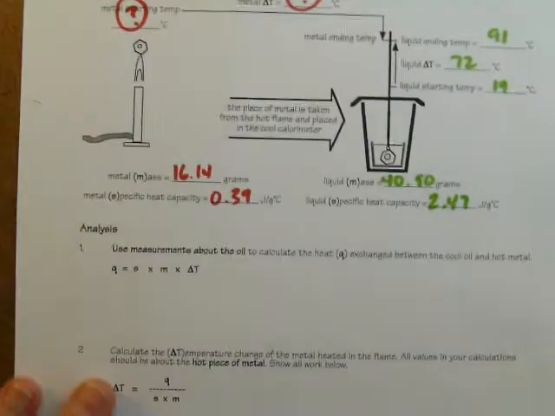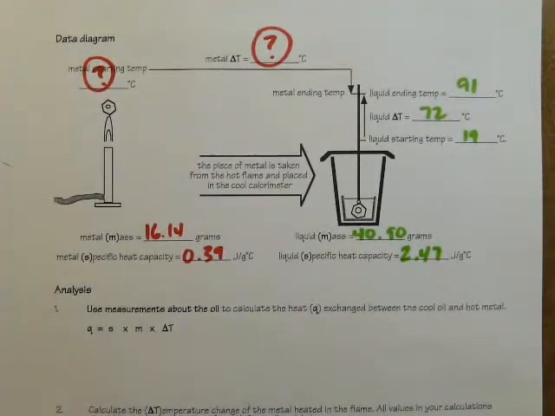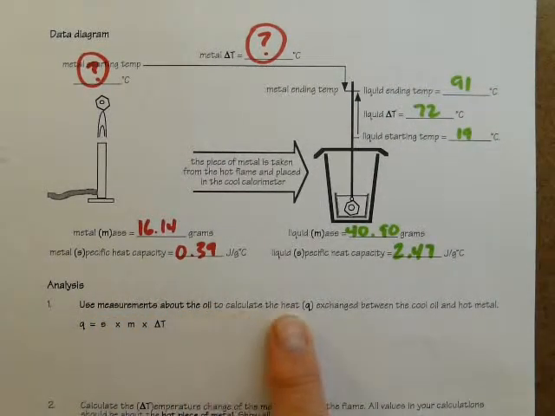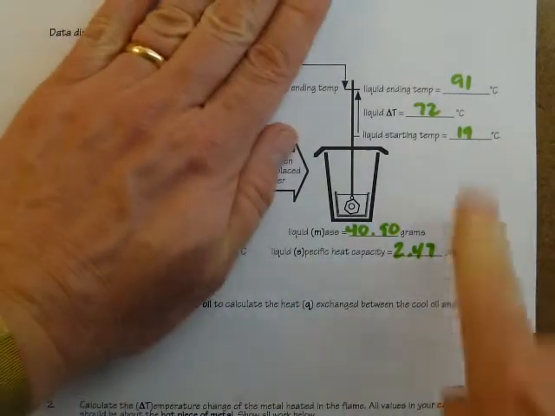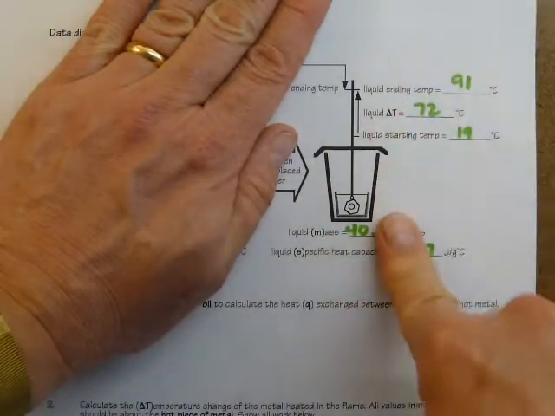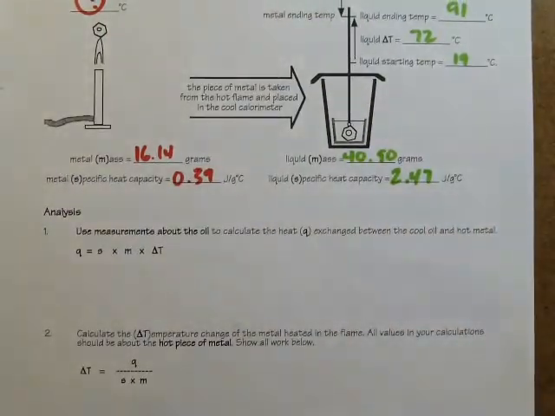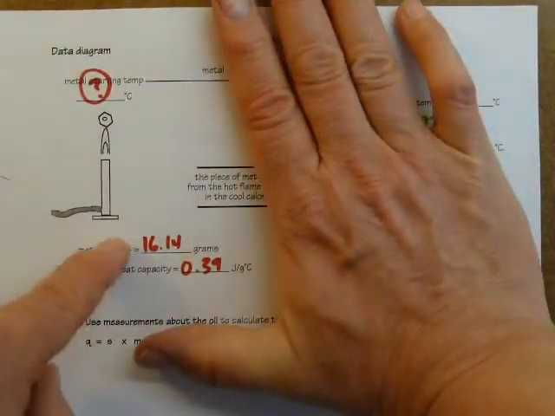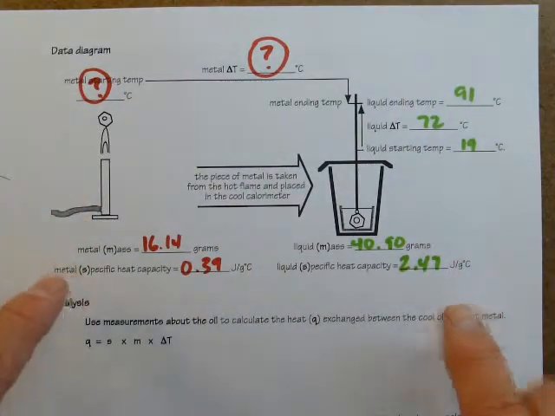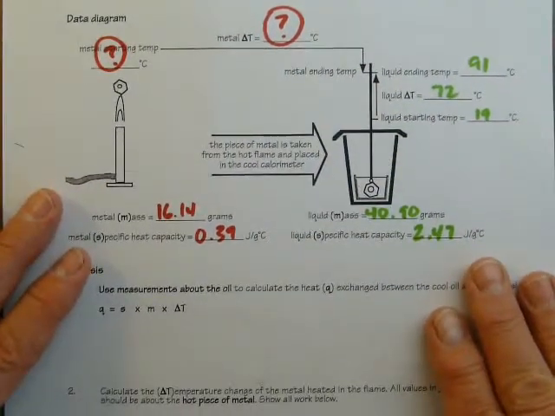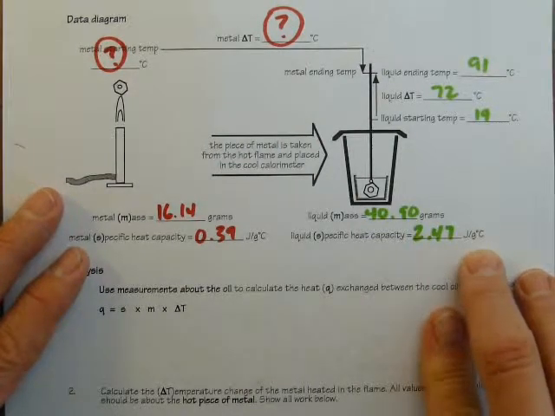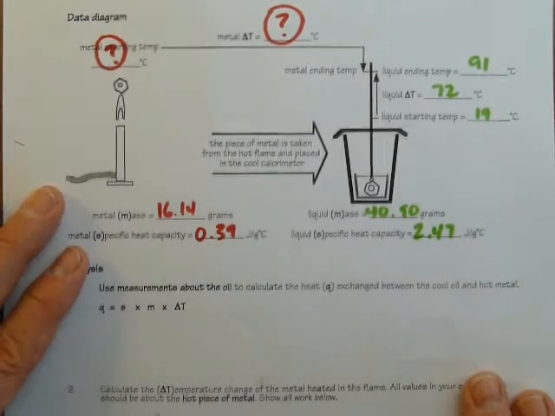So when we do our calculations, we have to make sure that we're using numbers from the correct part of our data. The first calculation is asking about the oil, to find out how much heat was exchanged between the cool oil and the hot metal. So all of the numbers that we use are going to come from over here, data about the oil. The second calculation will calculate the temperature change of the metal, and so all of the data will come from this side over here, from the metal. What the two calculations share in common is the heat that was exchanged between the warmer and the cooler material. There's only one heat in the calorimeter, and so we use its value in both calculations.